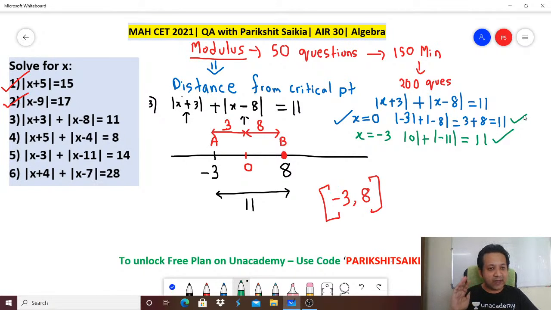So you can easily verify your answers. But how I want you to think is to think of modulus as a time and distance question.